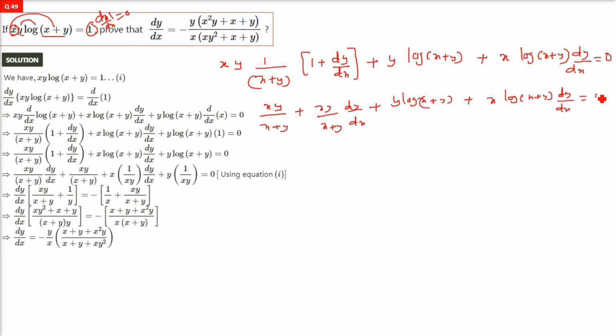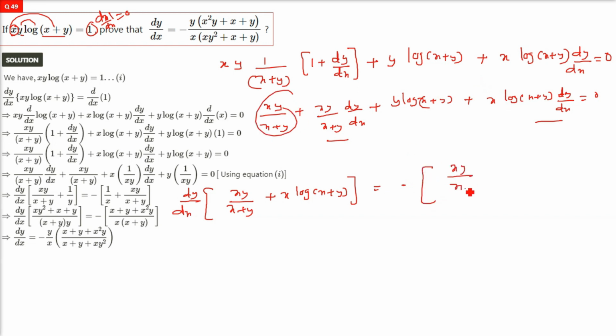As I said, we will try to combine this dy by dx term. So this is going to be xy by x plus y, and here it is x log x plus y. The other terms which do not have dy by dx with them, we are taking on the right hand side, so it will be negative xy by x plus y, this one, and then we have y log x plus y. Negative because we have taken it on the right.